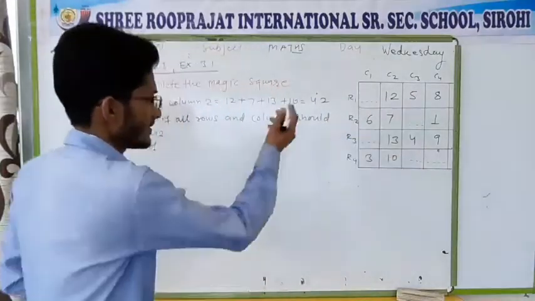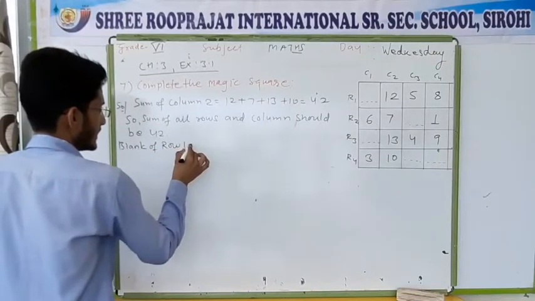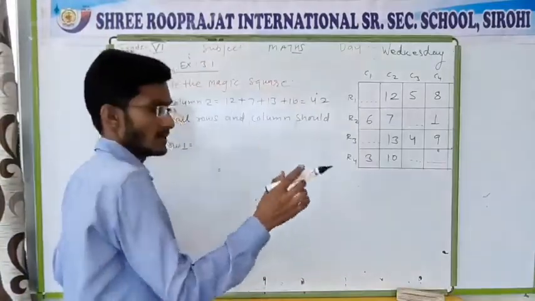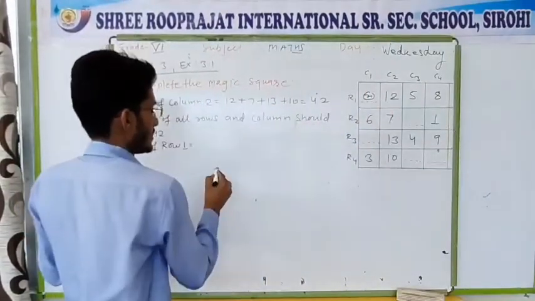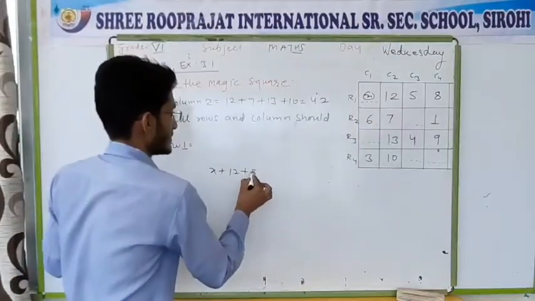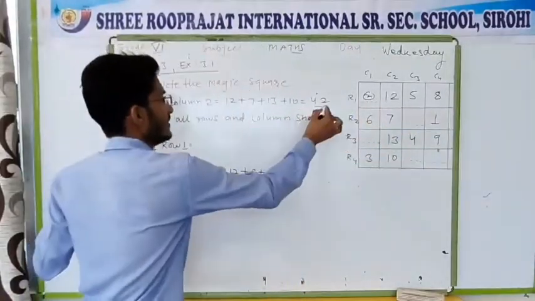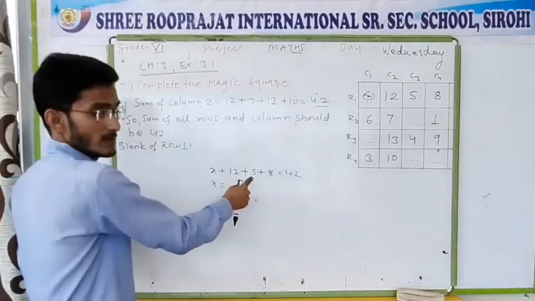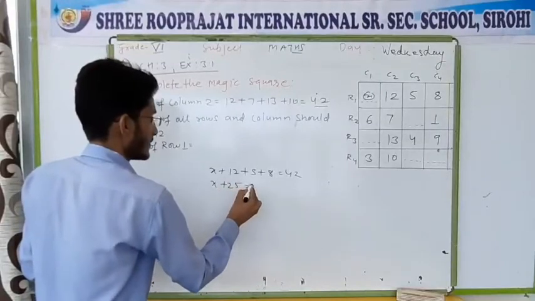Okay, so first of all we will start with a row. So blank of row 1. What we will do, just take an example. Suppose there is an x. For example, the total sum is 42. That means if we add all the numbers from the row, x plus 12 plus 5 plus 8, we should get 42. Now we have to add all the numbers. 12 plus 5, 17, and 17 plus 8, 25. That means x plus 25 equal to 42.